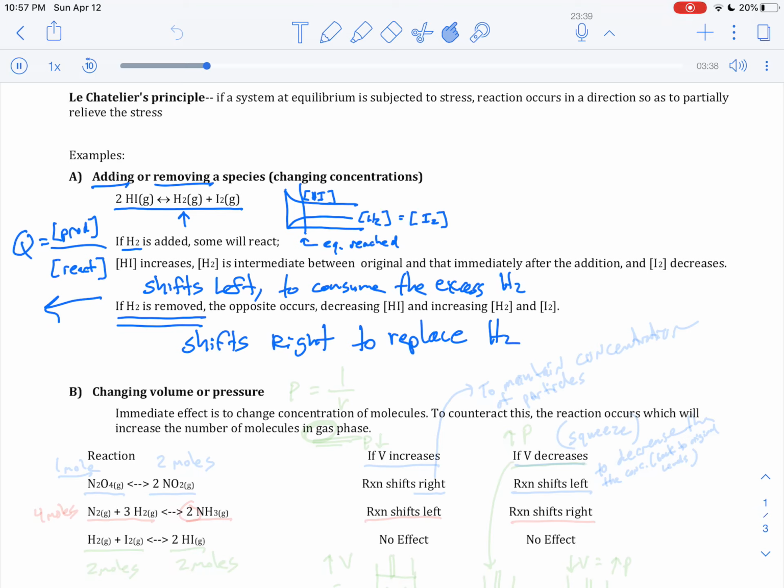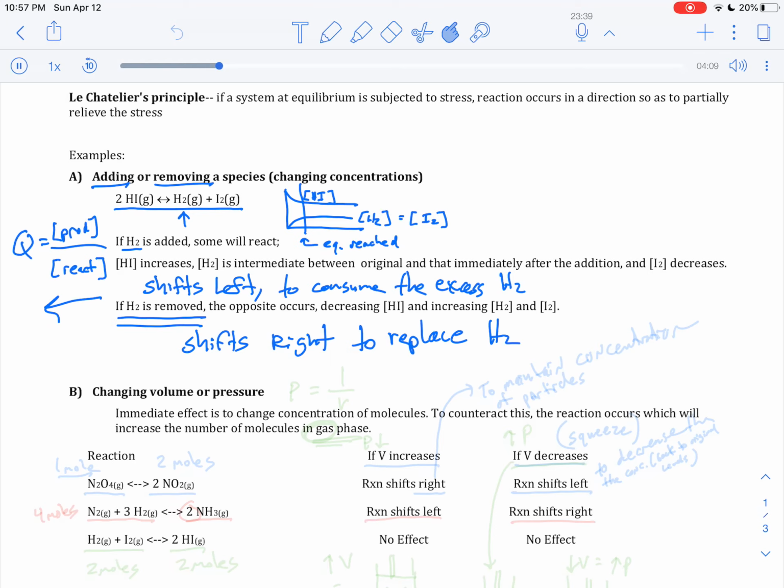This same idea applies if we talk about iodine or hydrogen iodide. It doesn't matter which reactant or product we're talking about, as long as it's in an allowable state, meaning aqueous or gas. Changing the amount of solids and liquids does not shift anything. Remember from an earlier lesson that we don't pay attention to solids or liquids, the condensed states, in equilibrium expressions, only gases and aqueous species.